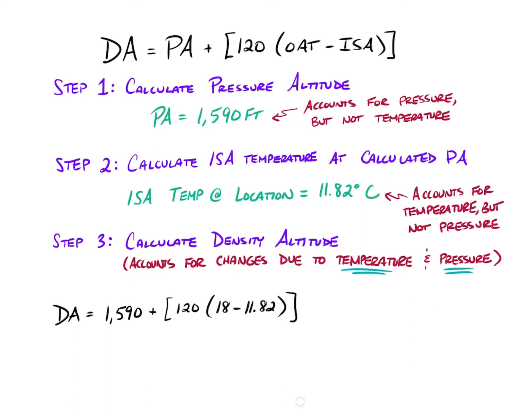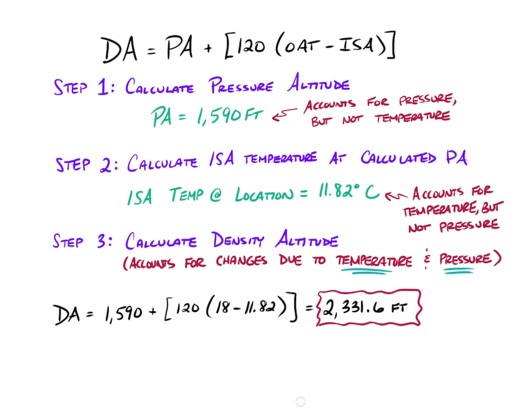So I'm going to use that equation up top, plug in the 1590 for my pressure altitude. The problem gave me an outside air temperature at the airport of 18 degrees, and the 11.82 degrees Celsius is basically our adjustment from standard, which I calculated in part 2. And we can figure out here that the density altitude is 2,331.6 feet when I combine everything together.